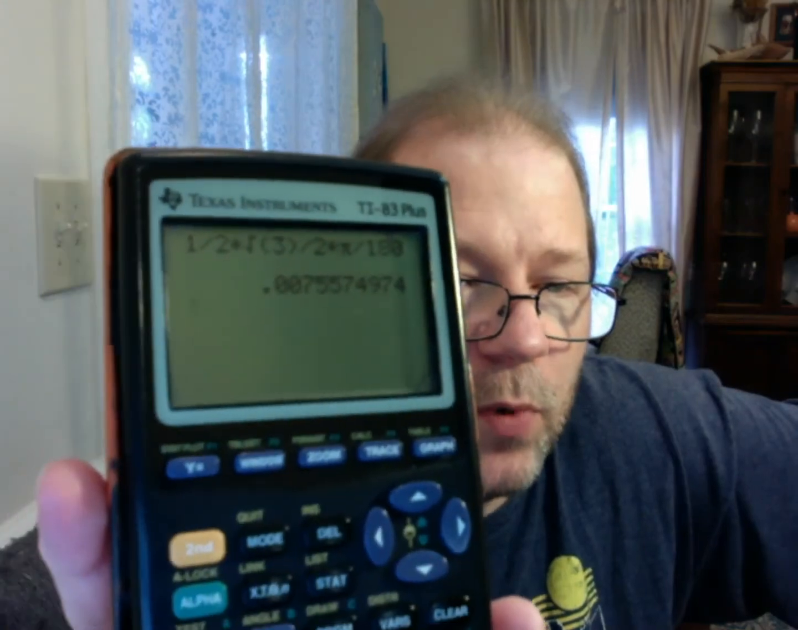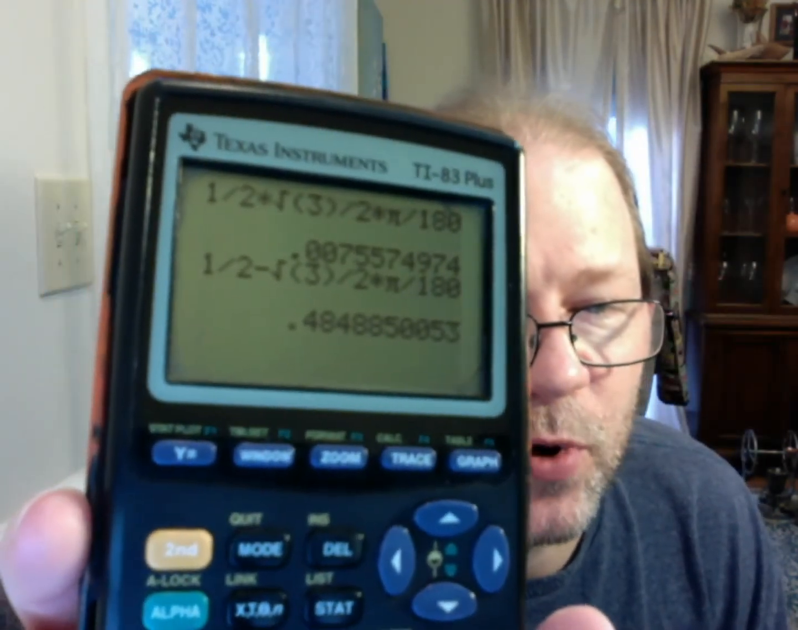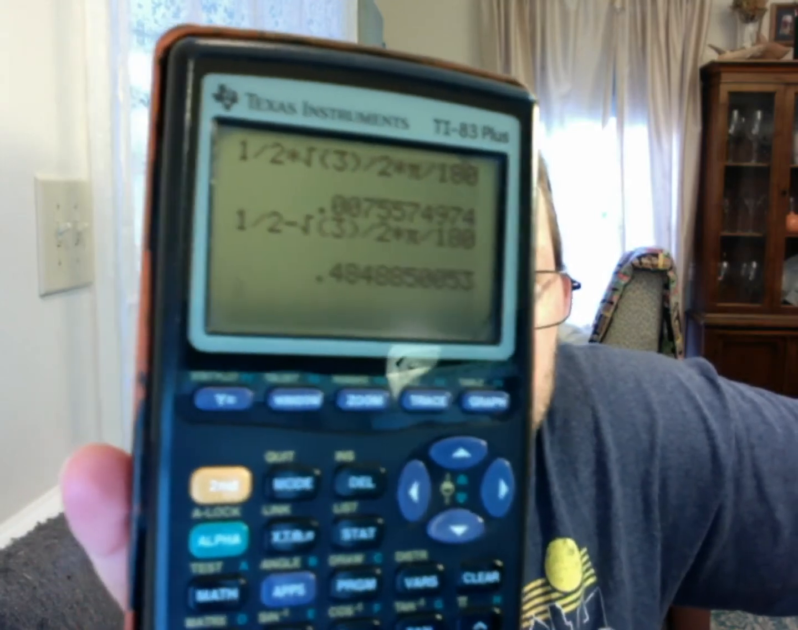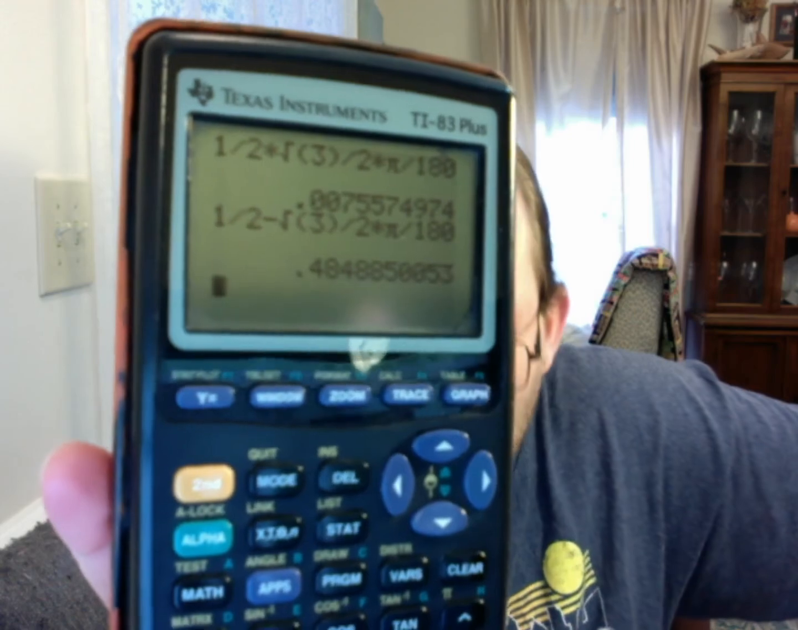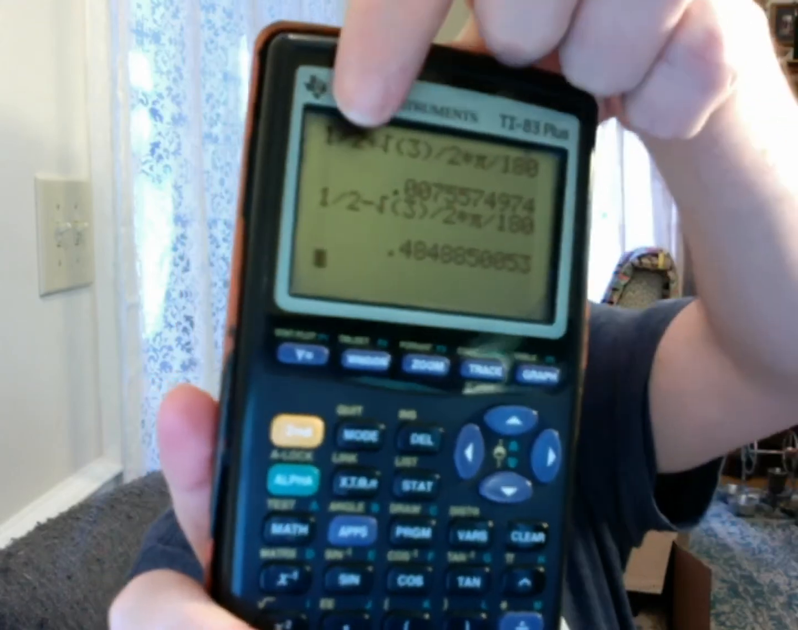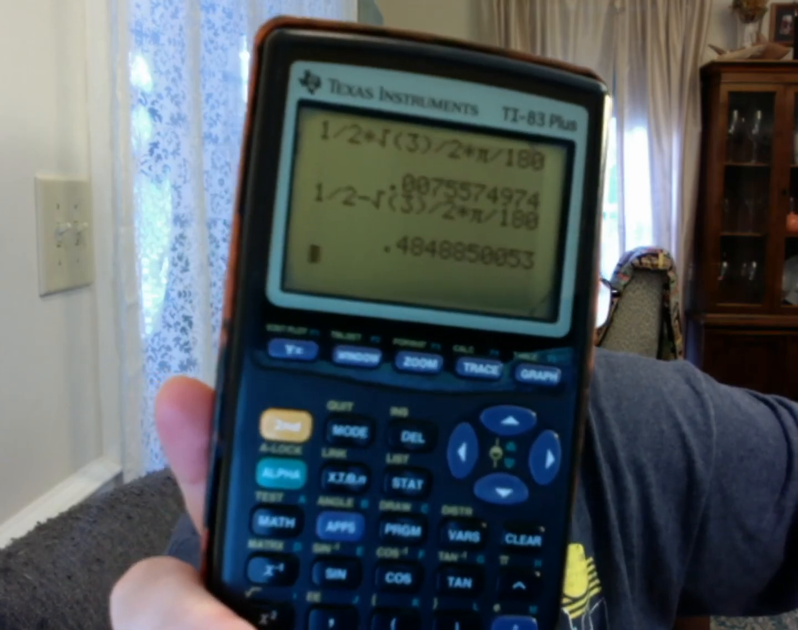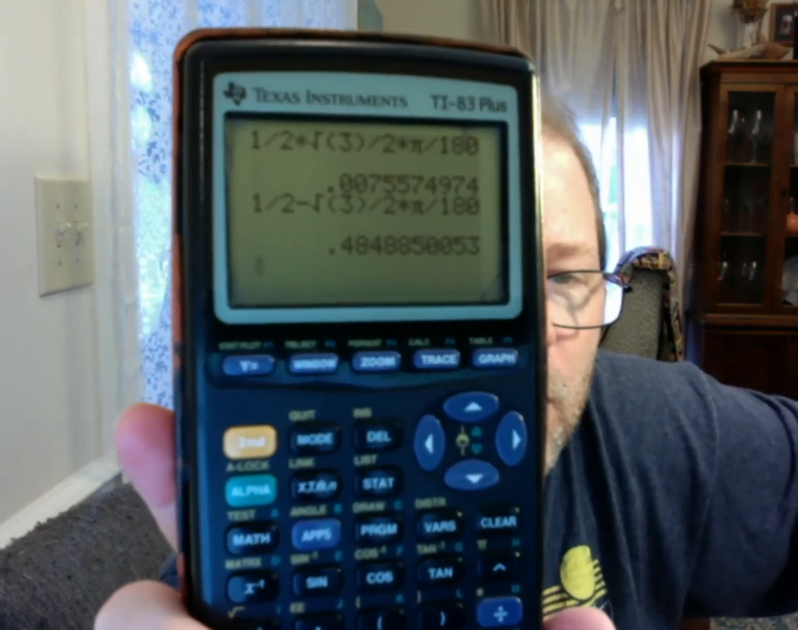Oh, I see the problem. I did 1/2 times. That's supposed to be 1/2 minus. And what do I get? When I put the right thing in there, I get 0.48488, etc. Now, when I did that the first time, I knew the answer was wrong. And I was about to blame it on my calculator being in radian mode instead of degree mode or something. But that doesn't matter because there's no trig function in the expression I've got up here. No trig function means it doesn't matter which mode it's in. That was going to be wrong regardless. So we get an answer of 0.48488.